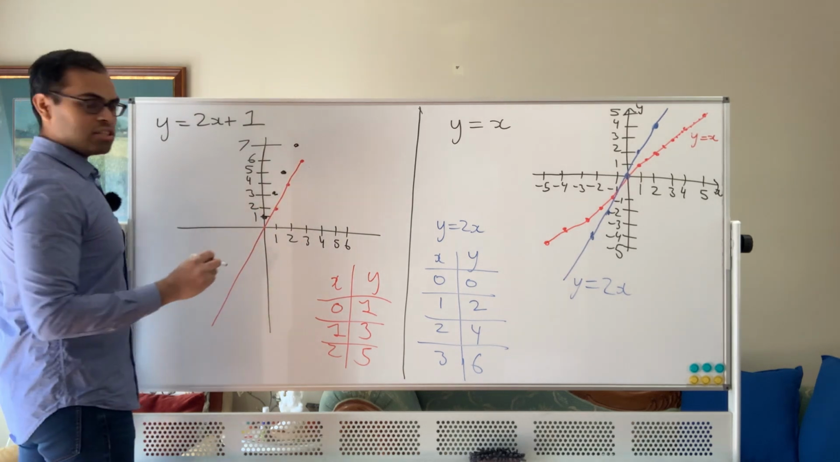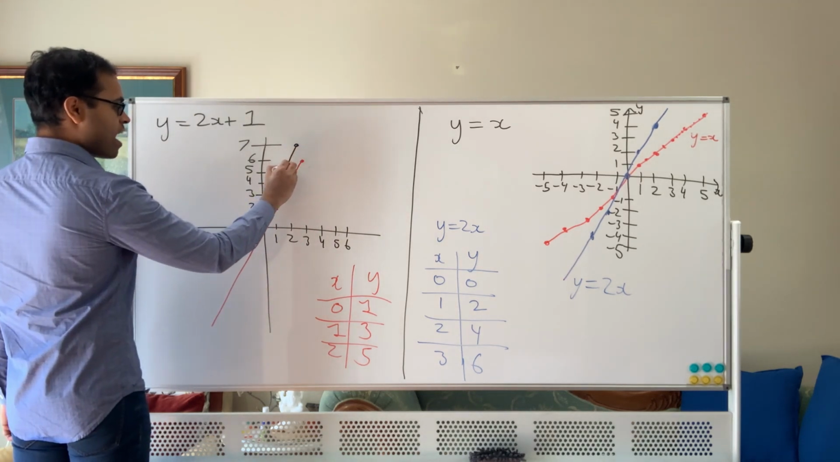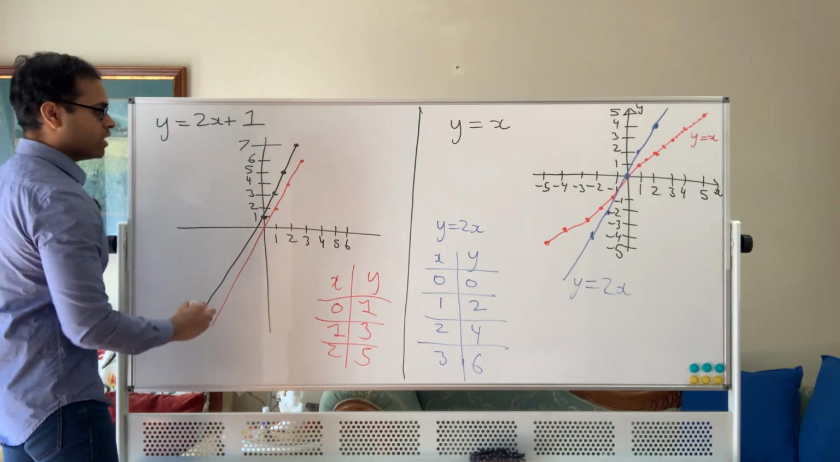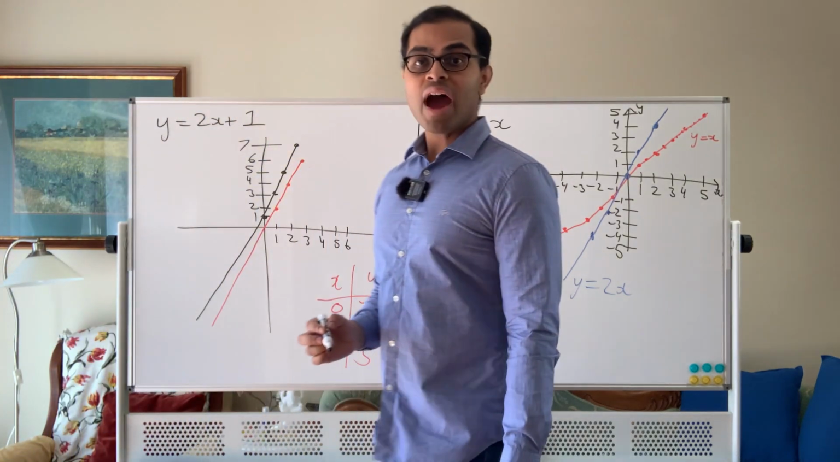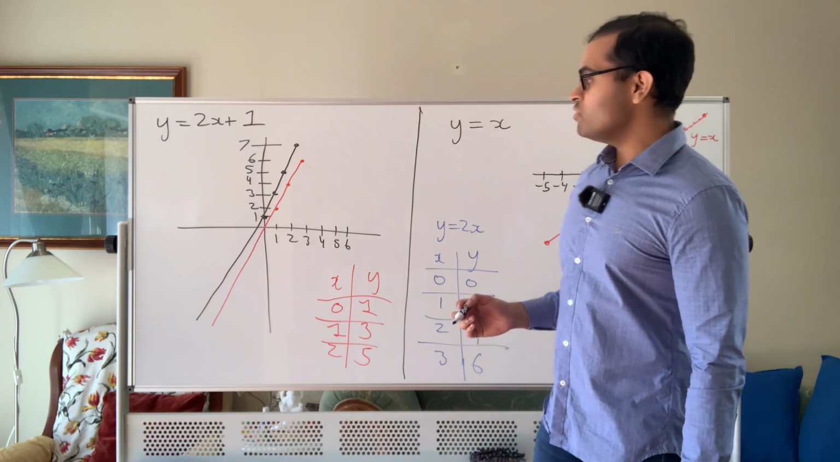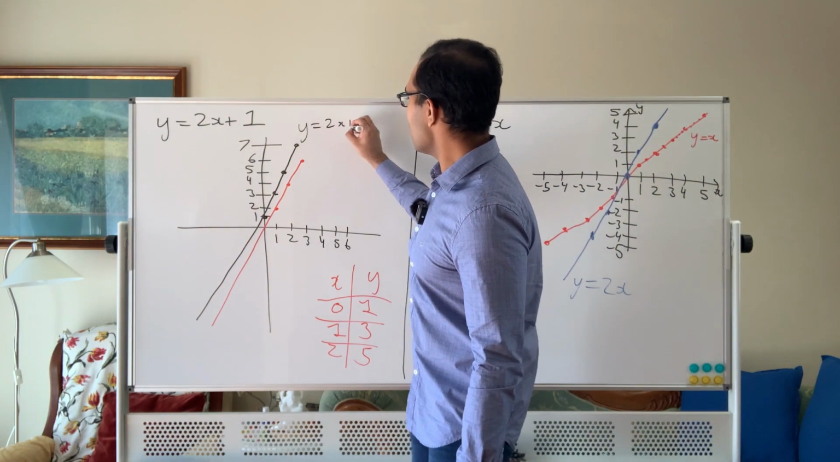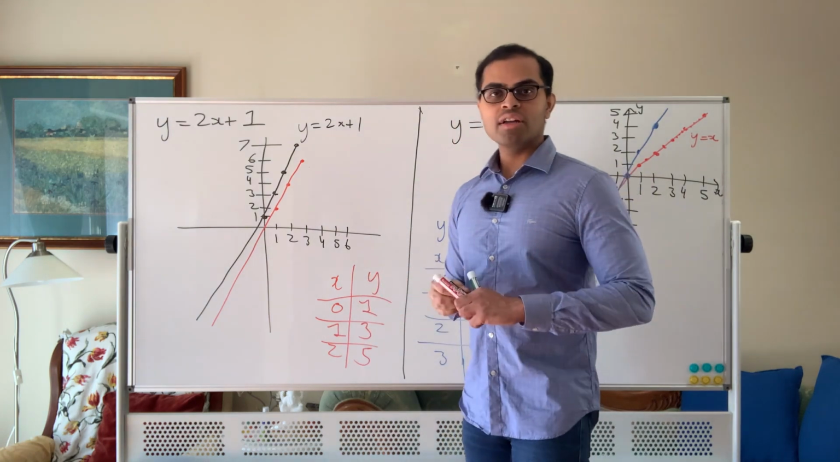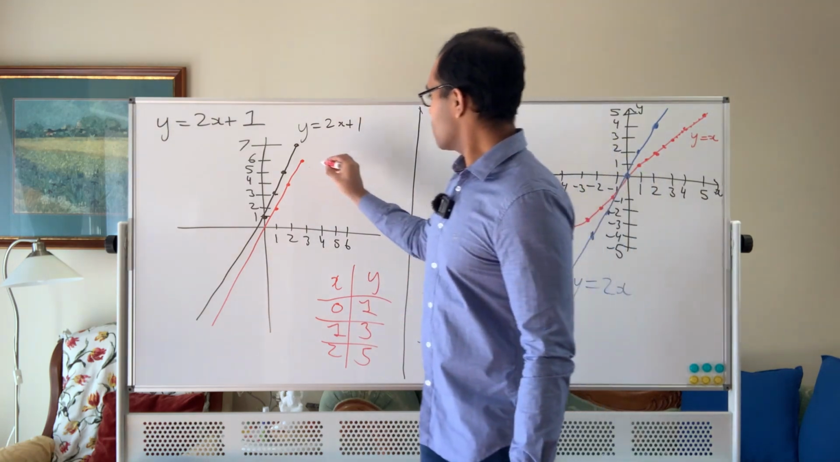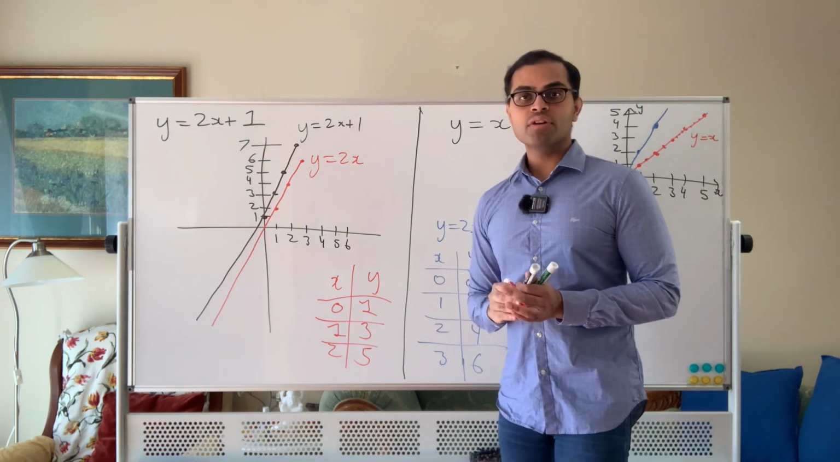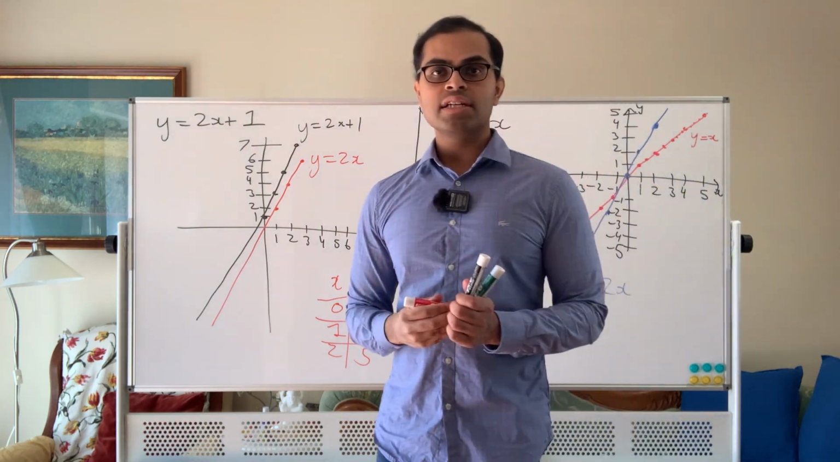So you see that it's just going to shift up by 1, but it's going to have the same slope, okay? So it's going to be parallel. The black line and the red line are going to be parallel. Just the black line is shifted 1 unit up, okay? And this is going to be the line y equals 2x plus 1. And for the red line, we're going to have the line y equals 2x, okay? So that's the idea.